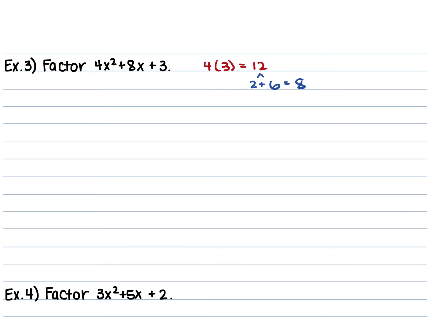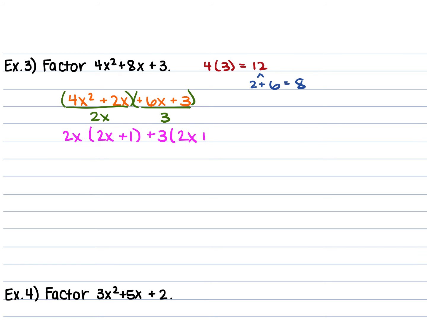So this expands to be 4x squared plus 2x plus 6x plus 3. Since we have 4 terms, we're going to factor by grouping. With the first set of parentheses, we factor out a 2x. Second set of parentheses, we factor out a 3. So this factors to be 2x times (2x plus 1) plus 3 times (2x plus 1). Your two sets of parentheses are identical to one another, so we're going to rewrite it one time. So we have 2x plus 1. Then we form another with the 2x and the positive 3 to give us (2x plus 1) times (2x plus 3).